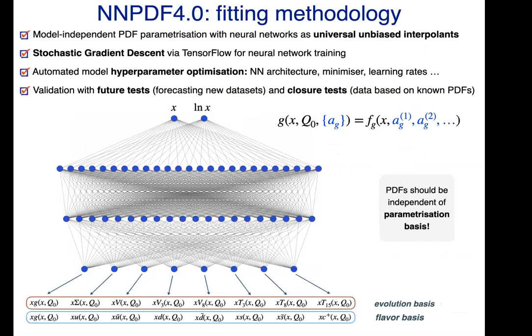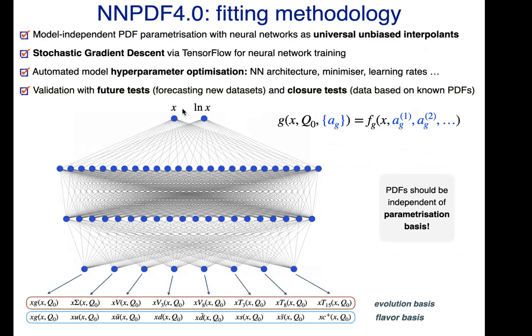Now, going back to the question, how do we parameterize our PDFs? So which model do we choose? It depends on the group. So, for example, MSHT uses Chebyshev polynomials. In NNPDF, we choose artificial neural networks. So essentially, we choose an architecture such as this one.